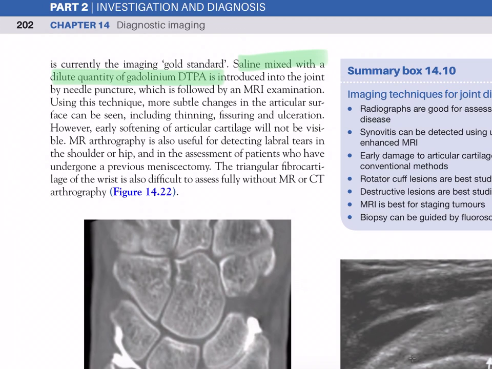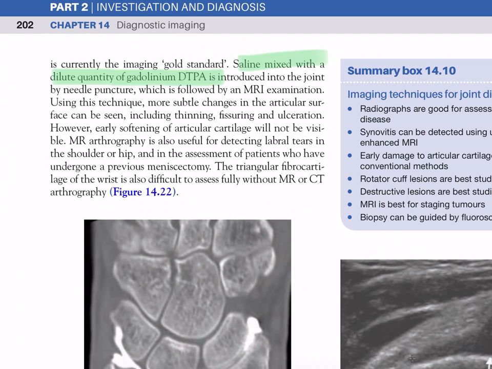Saline mixed with a dilute quantity of gadolinium DTPA is introduced into the joint by needle puncture, which is followed by an MRI examination. Using this technique, more subtle changes in the articular surface can be seen, including thinning, fissuring, and ulceration. However, early softening of articular cartilage will not be visible.